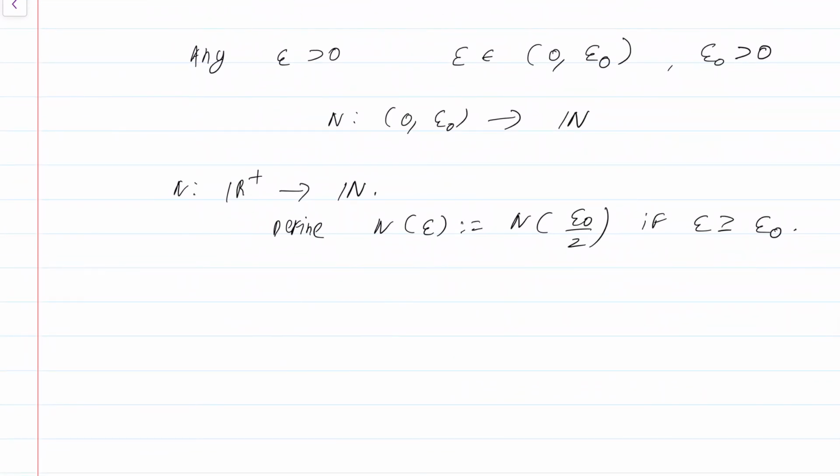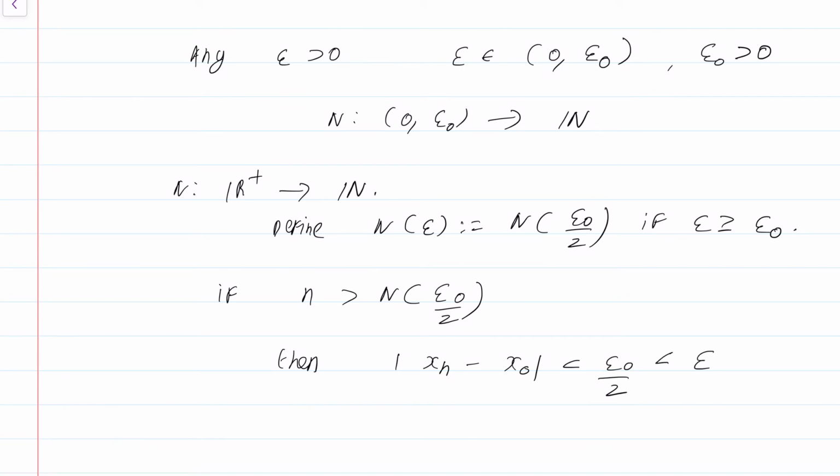Why does this work? Well, if small n is greater than N of epsilon naught by 2, then mod x_n minus x naught is certainly less than epsilon naught by 2. But if epsilon is greater than or equal to epsilon naught, this is certainly less than epsilon as well. Okay. So the definition of convergence is satisfied for this new function N from R plus to N.